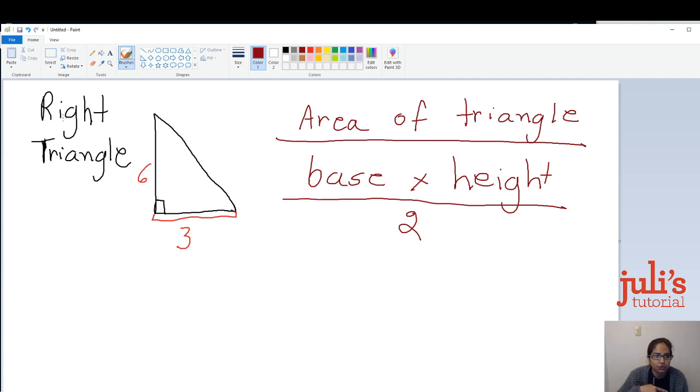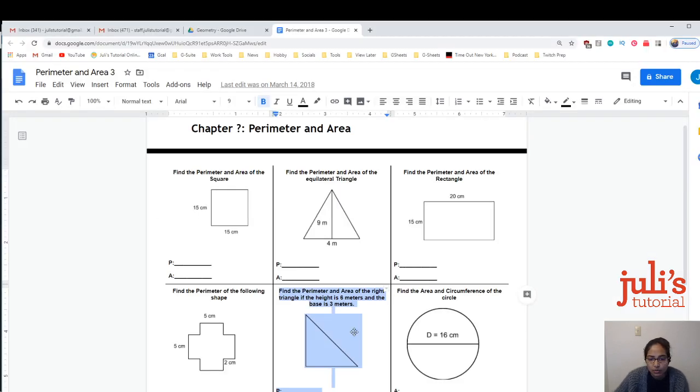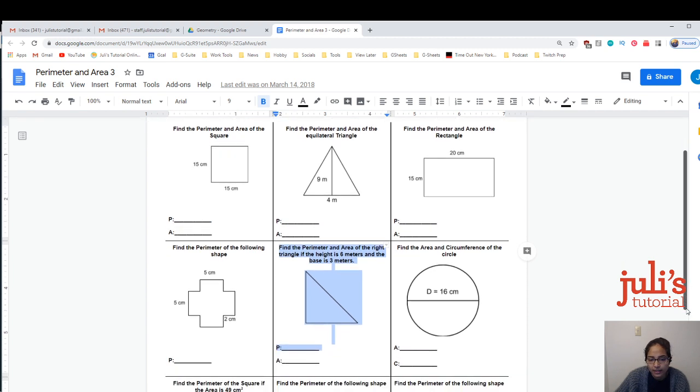So if you're just joining in, scroll back a little bit on the video so you see what we're doing. We are doing these questions right now, the one that's highlighted on the board, this one. We're finding the perimeter and the area of the right triangle, and this is the right triangle that we are working on.